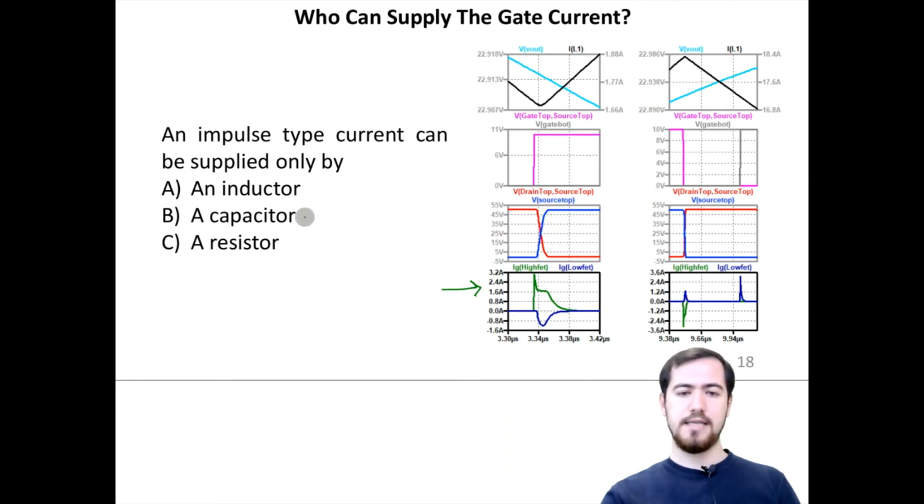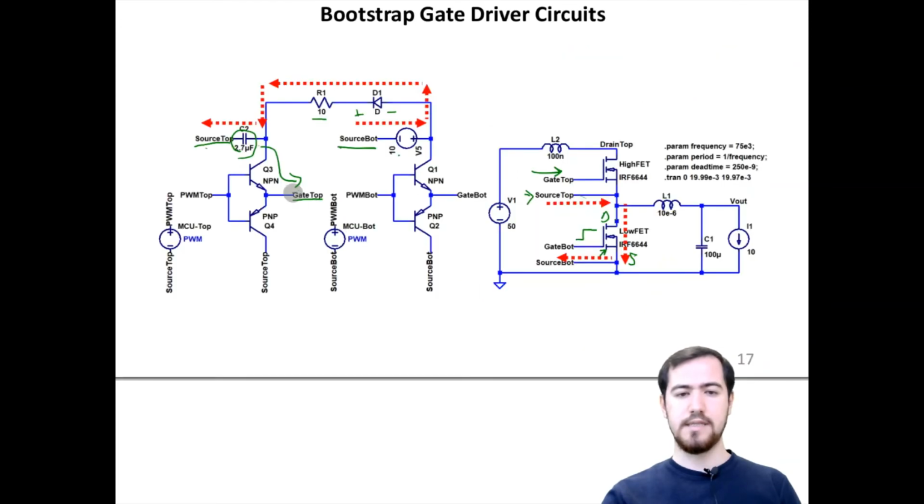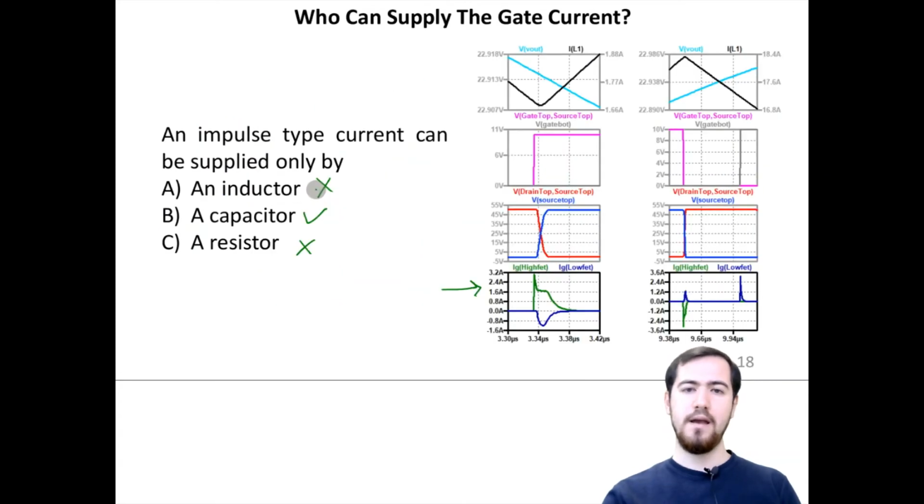Okay, the answer should be a capacitor, because an impulse type current cannot be supplied by an inductor, since the inductor smooths the current, and a resistor is not a supply of anything, it just consumes real power. So the correct answer is a capacitor, and it was shown in the previous page with this high side bootstrap capacitance, which was supplying the current for the high side switch.